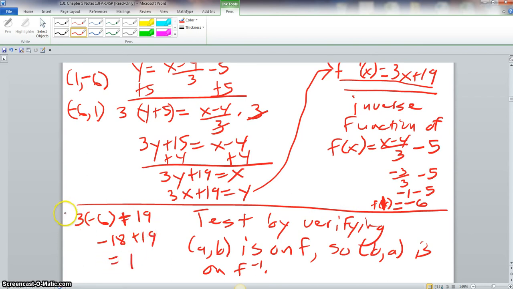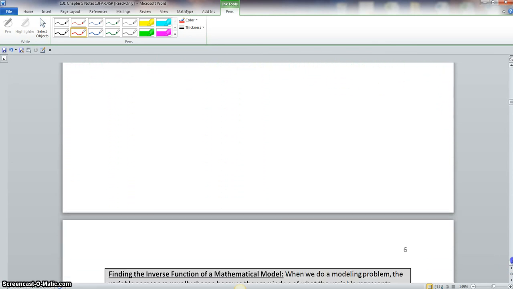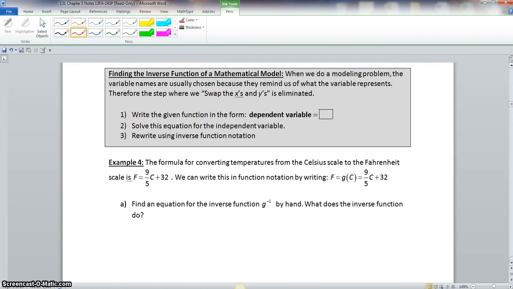So actually, I should have written the f inverse. I didn't leave myself enough room here. But we know that this is supposed to be f inverse of negative 6. So that would give us this positive 1 here. So it does work. If we put in negative 6 for x, we do end up with 1. So that's a way of verifying it, but you don't necessarily have to do that. But that is a good way of checking it. So now we go to the next page.